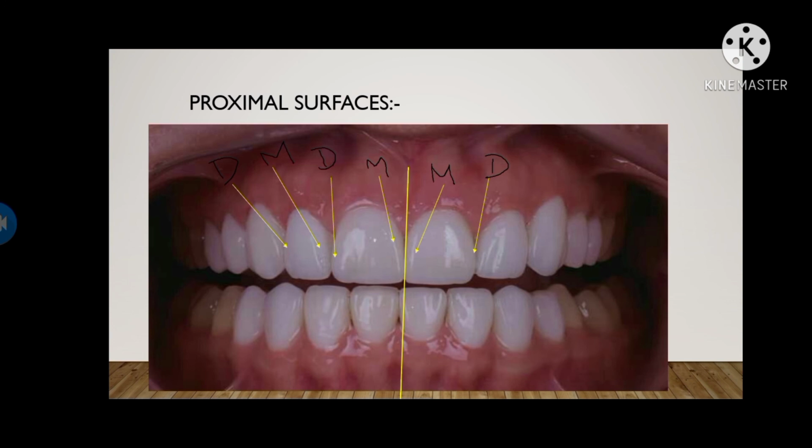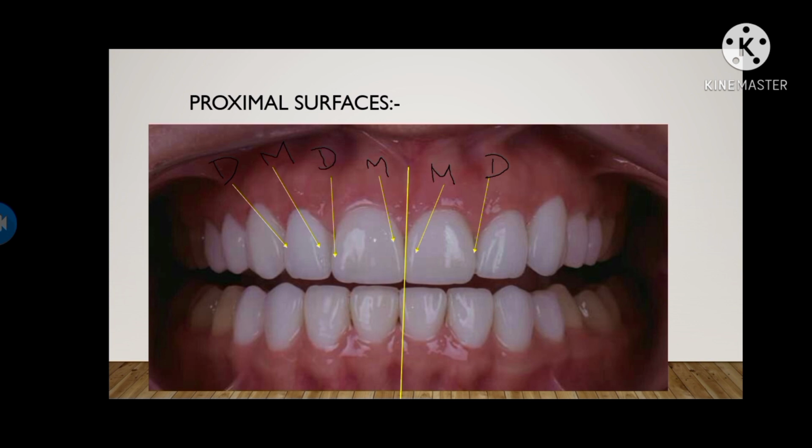So now we have the proximal surfaces. As you can see, here is a median vertical line. This line is drawn vertically through the center of the face and passing between the central incisors at their point of contact. As you can see, this is their point of contact in both the maxilla and the mandible.